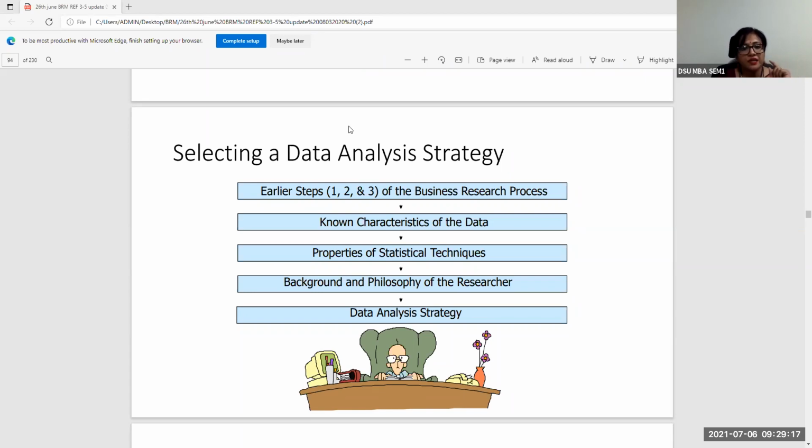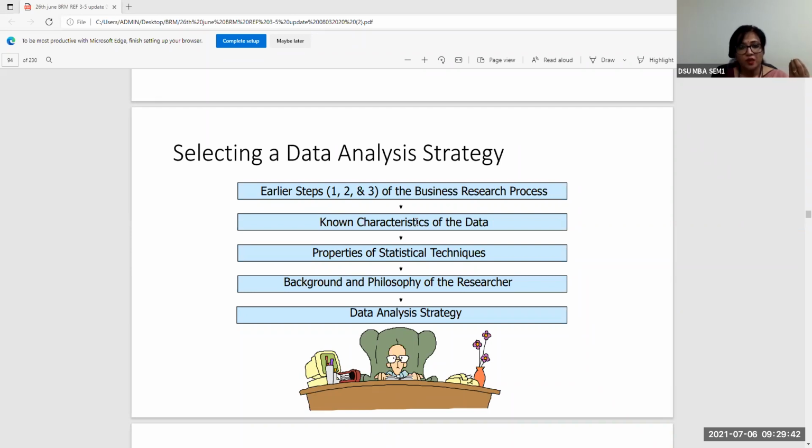So what you see on the screen now, the data analysis strategy would begin with the first set of boxes on the top of the hierarchy. So earlier steps, 1, 2, and 3 of the business research process. Next would be to know the characteristics of the data. What type of data are you dealing with? Qualitative, quantitative, measurement scales, nominal, ordinal, interval, ratio. What type of measurement scales are you using?